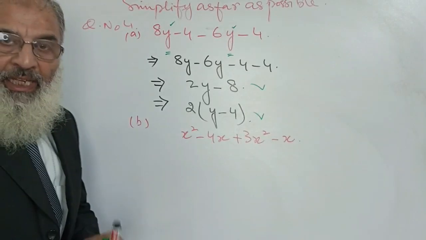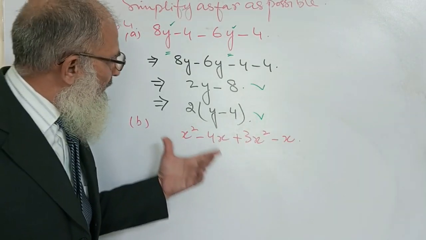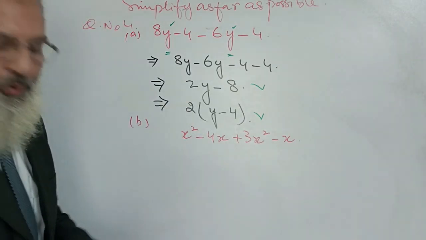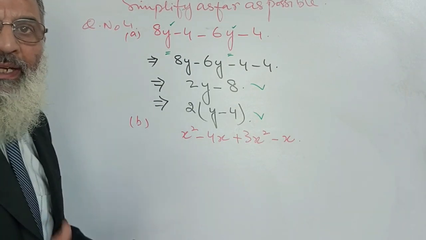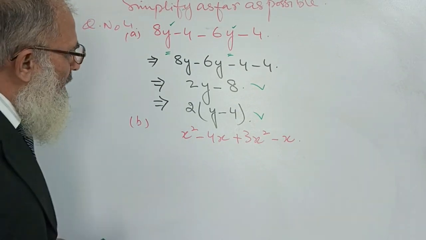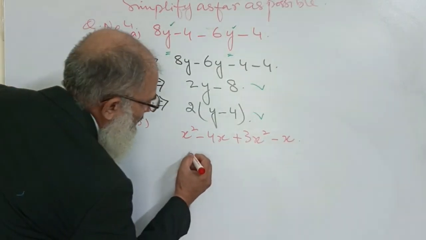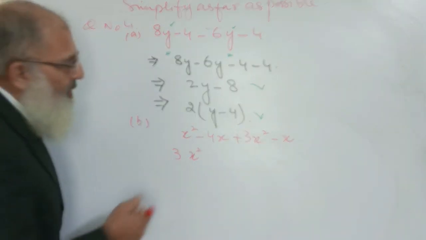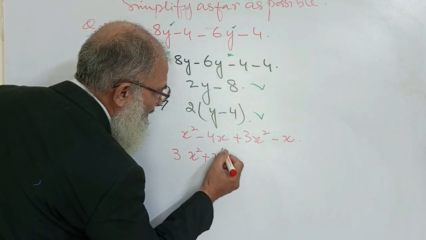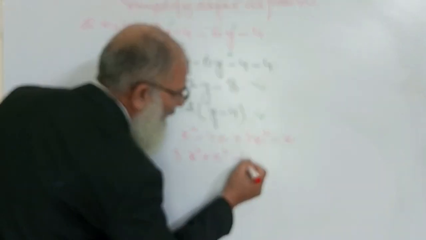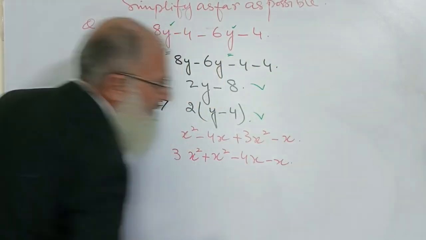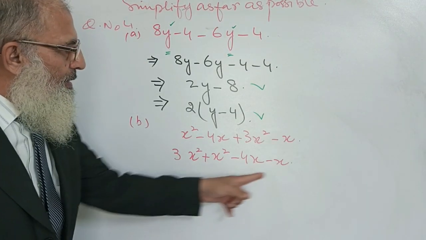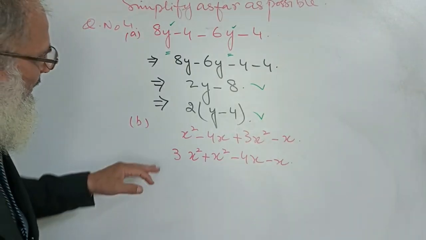Now, dear students, again, what will we do? We'll bring this expression in descending order. I hope you know what is ascending order and what is descending order. So write 3x square, then x square, then 4x, and then x. Now this is the right order in which we have to write the same expression in descending order.